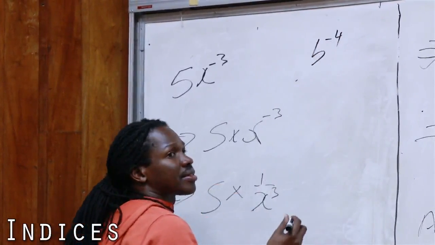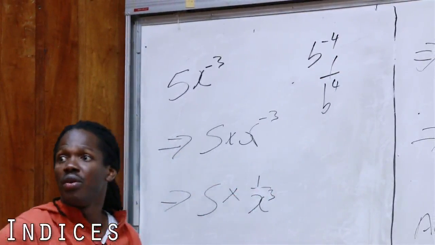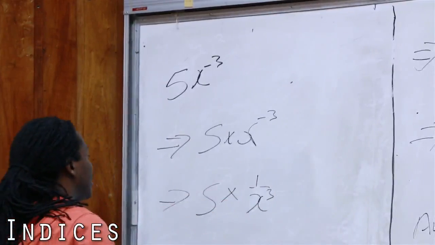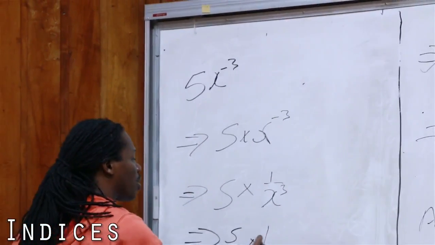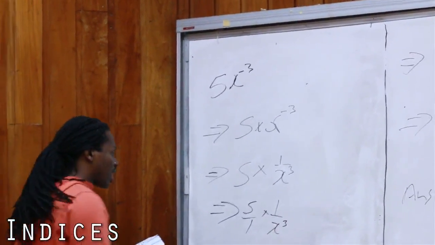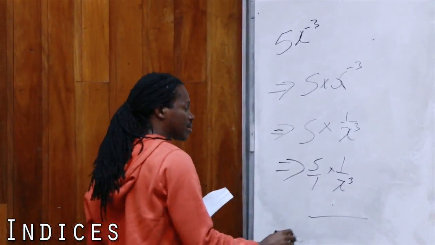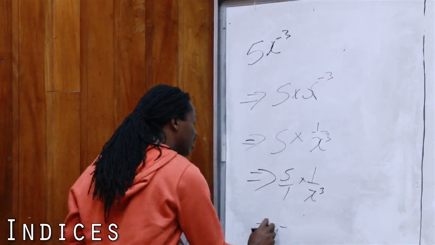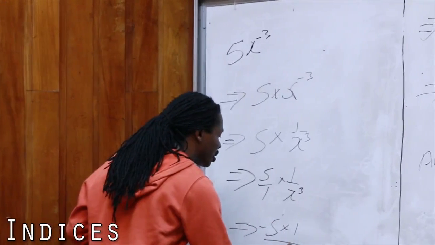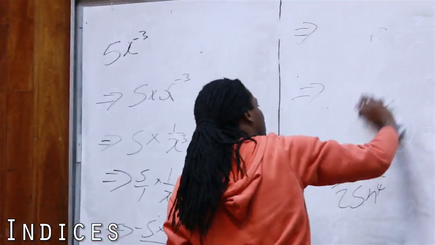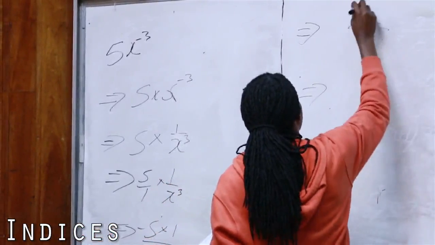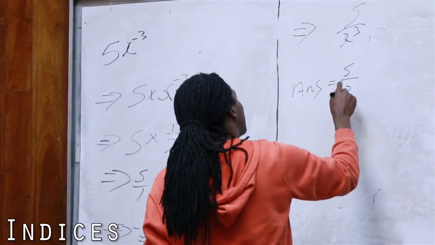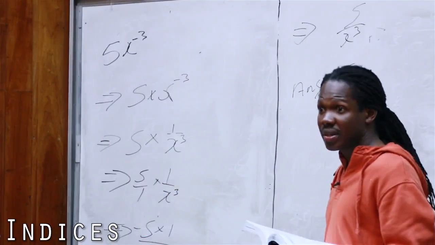B to the minus 4, what do you say? Equal to B to the 4, 1 over it. You understand? So this implies 5 over 1 times 1 over x to the 3. What does that look like to you? A fraction. That's going to be 5 times 1 over 1 times x to the 3, which implies 5 over x to the 3rd power. Answer: 5 over x to the 3rd power. Everybody understand? Very, very simple.